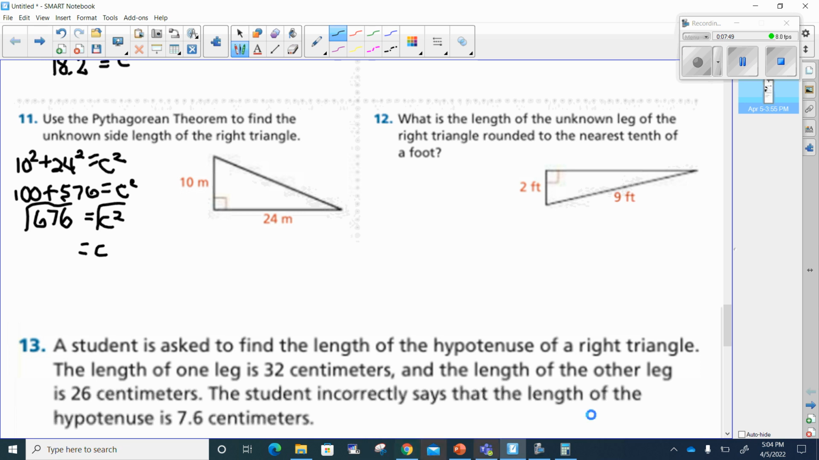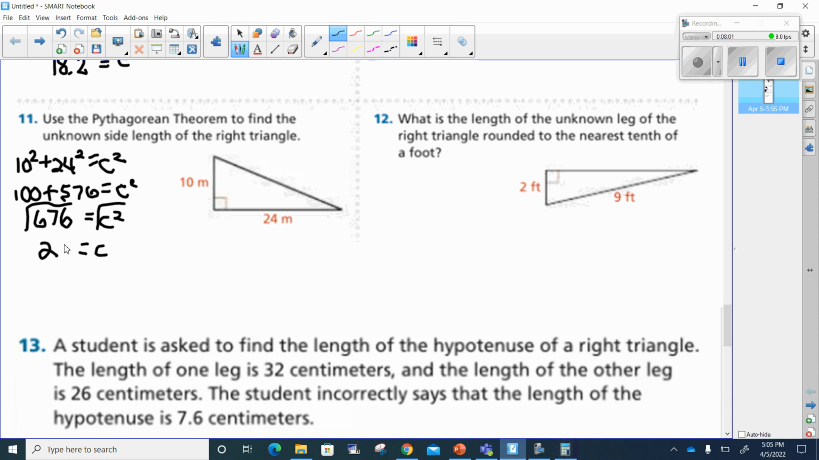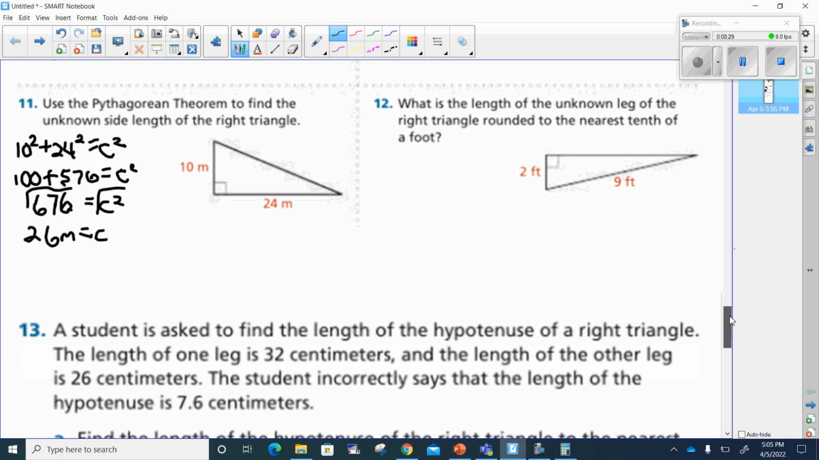So the square root of 676, I'll just press this button here, and it's 26. So my answer has to be 26. And since it's meters, I'd have to put 26 meters, right? Let me clean that up a little bit, 26 meters. 26 or 28? 26. 26 m is equal to c. All right. Let's go and move on.